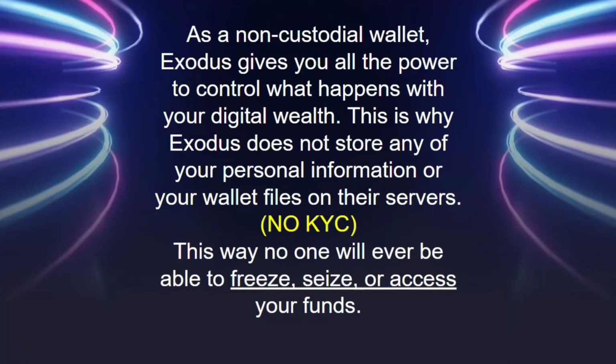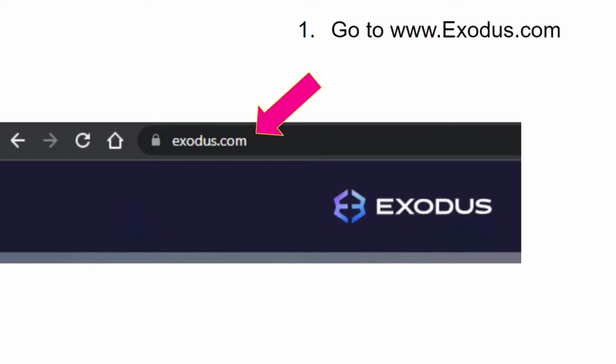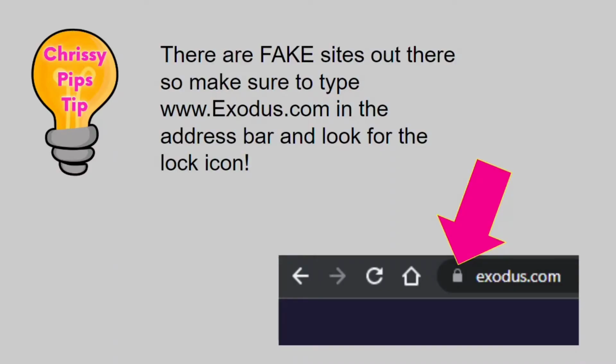Now that we've gotten that out of the way, let's get into actually downloading the wallet. So first things first, let's download the Chrome extension. You want to go to www.exodus.com. Now it's tip time.